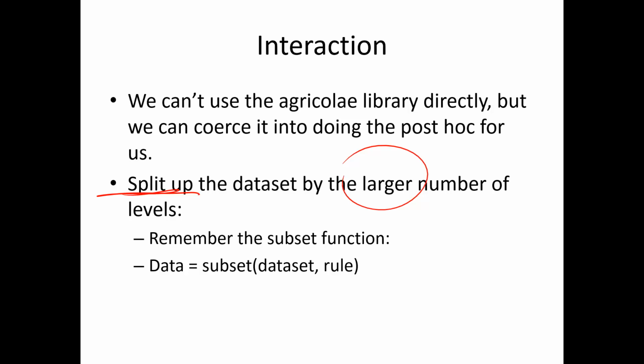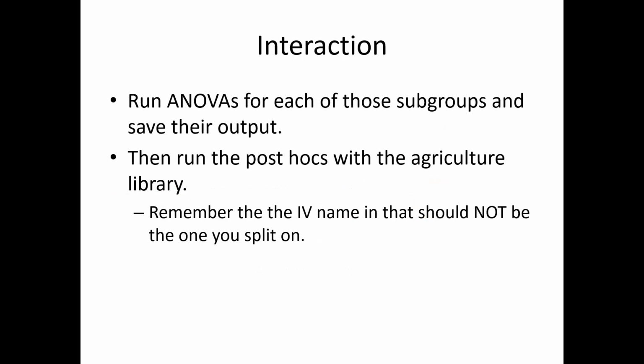And I'm going to subset my data out by using the subset function. Then I'm going to run an ANOVA on each one of these subgroups, save their output, and then run the post hocs using the agricolae library. If I just looked at this, it would have no corrections. I don't want to do that. I want to use this as a step to get here.